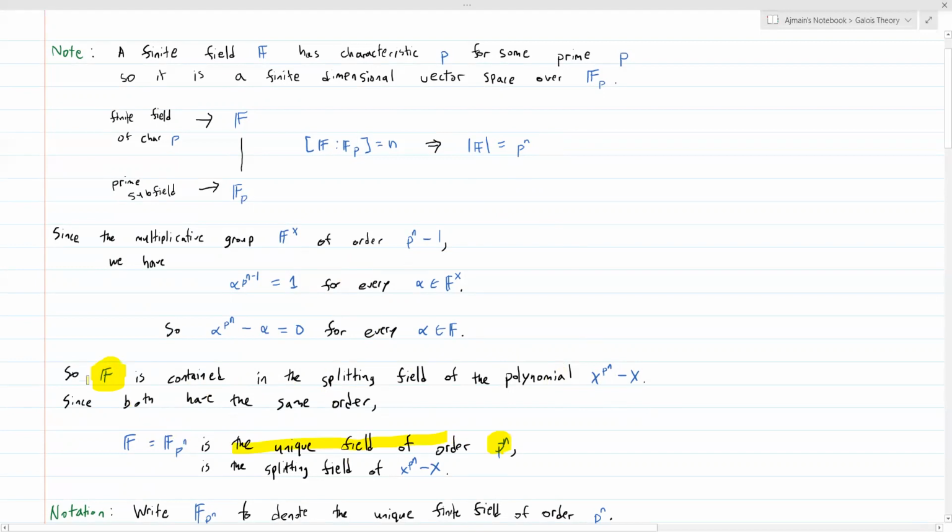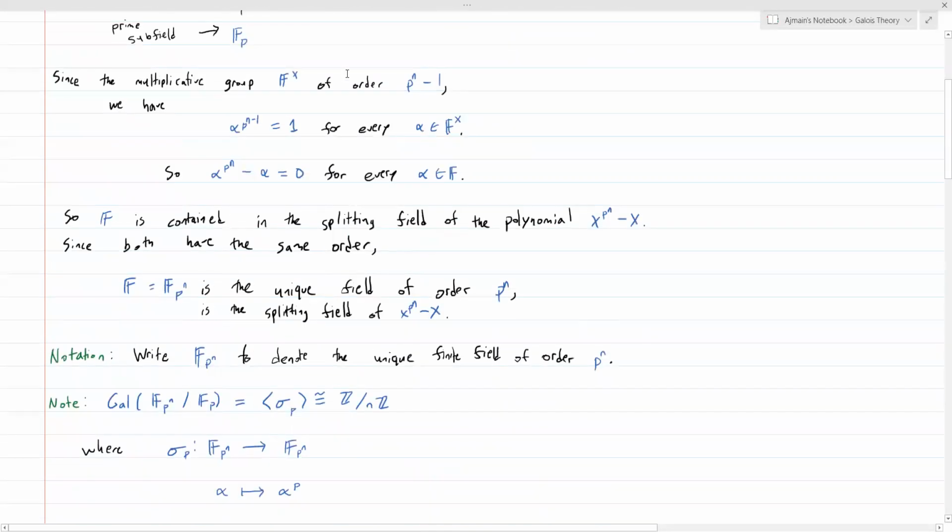We just showed any arbitrary finite field of order p to the n has to be the splitting field of this polynomial x to the p to the n minus x over the ground field Fp. So we just proved that every finite field of characteristic p is the splitting field of x to the p to the n minus x, where n is the degree of this finite field over Fp.